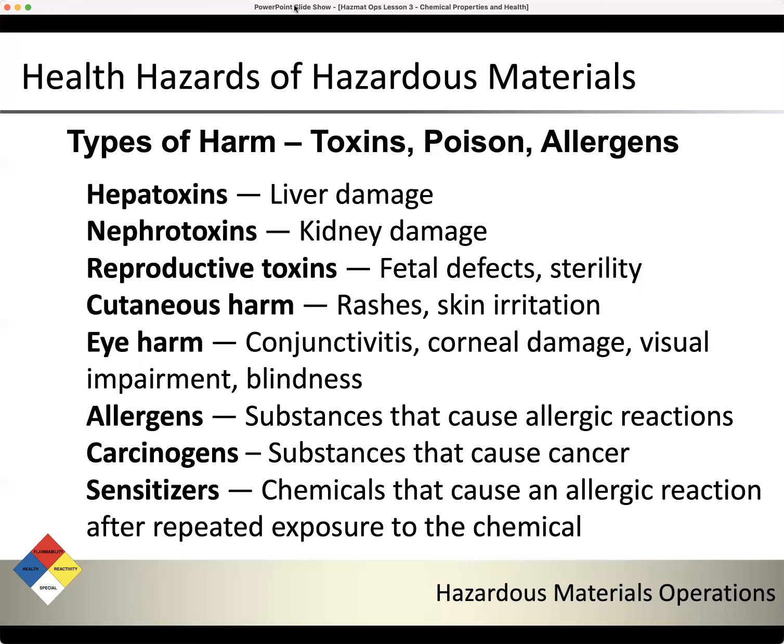These are examples of some other types of toxins, poisons, or allergens. We talked about hepatotoxins, nephrotoxins cause kidney damage, reproductive toxins, cutaneous harm affects the skin, eye harm. Allergens are substances that cause allergic reactions. Carcinogens cause cancer. And sensitizers, they cause an allergic reaction after repeated exposure. Just an allergen, you can have an allergic reaction at the very initial exposure. Sensitizers take a repeated exposure for you to have an allergic reaction.